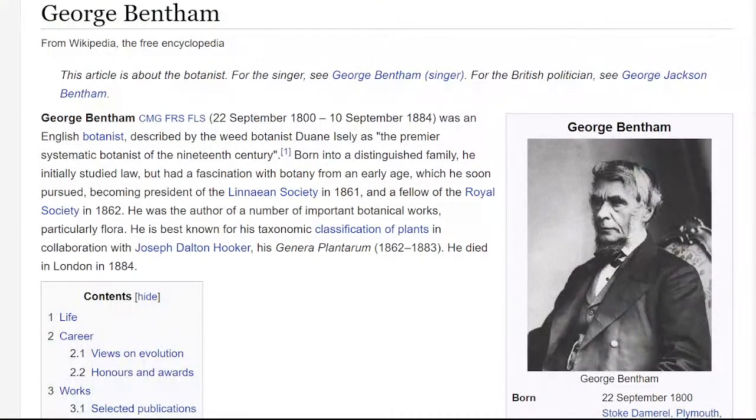Before we could have disambiguation, we had to have a lot of ambiguity and much ambiguation. So now I'm going to get into this George Bentham dude. So who is this guy? Well, he apparently was a botanist in the 1800s.